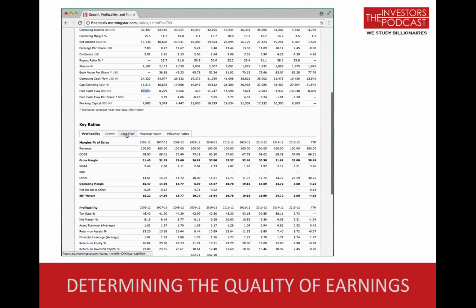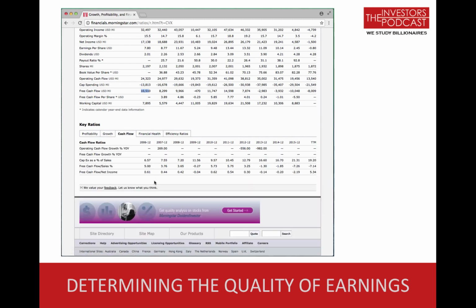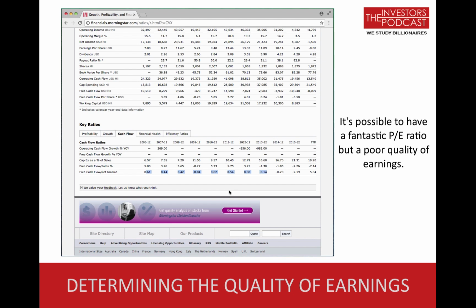So let's go back to that shortcut and look here at the cash flow. And as we get on to the cash flow to net income, you can see it's a 0.61, 0.44, 42%, 0, 62%, 54%. So those numbers are really ugly. And that's something that you would really want to look at more on the filtering side as you're going through different picks to quickly realize that you might have a fantastic PE ratio, but there might be a reason why it's down there. And most likely it's because of the quality of the earnings and the free cash flow that the company is actually producing.